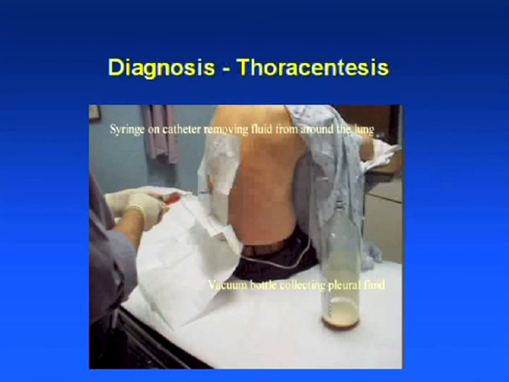This is a very simple procedure. It can be done on an outpatient basis. It's done by taking a syringe with a needle and really going through between two ribs in the back into the pleural space and aspirating that fluid into a bottle and examining that fluid under a microscope.